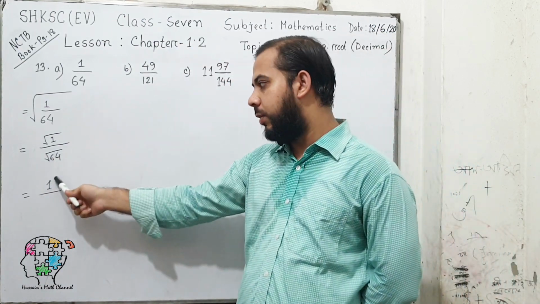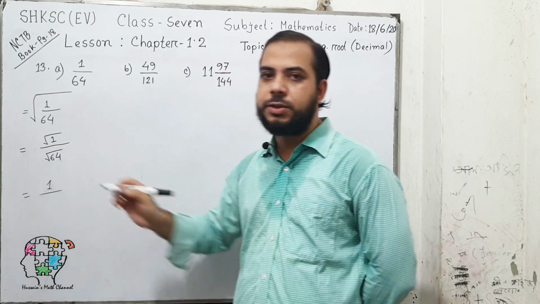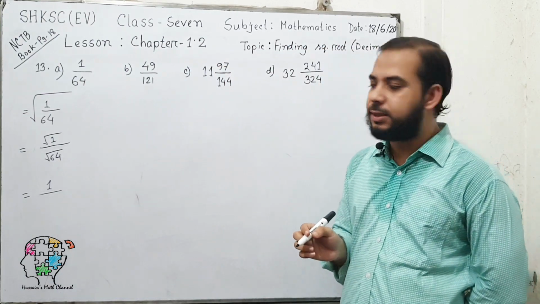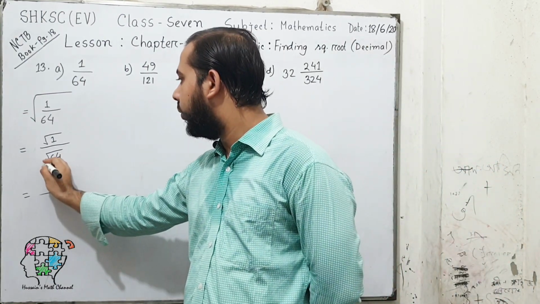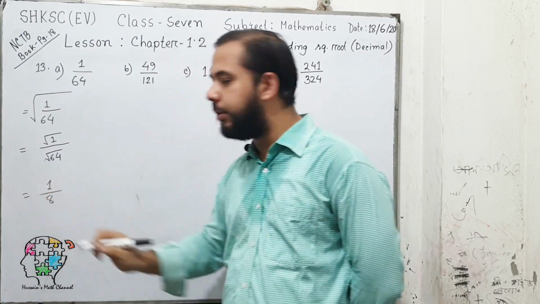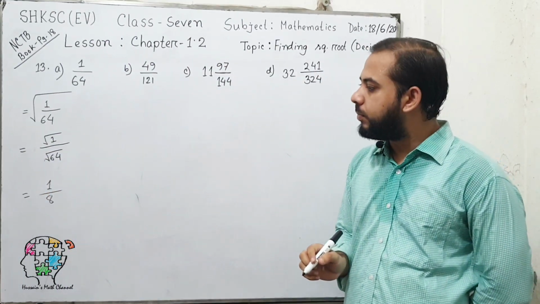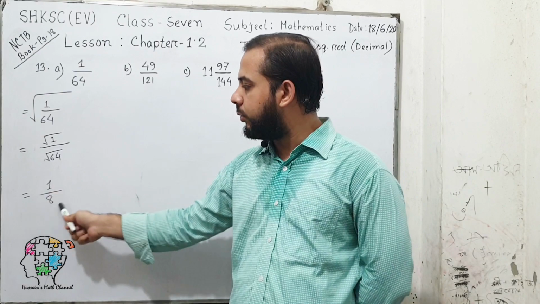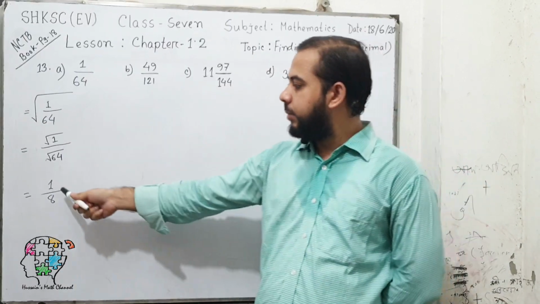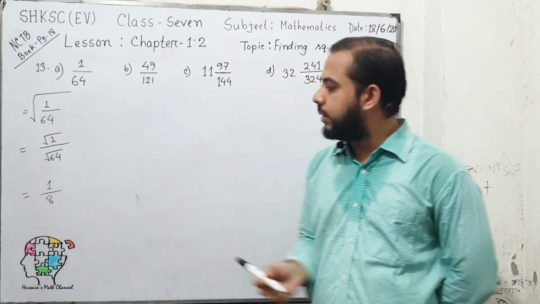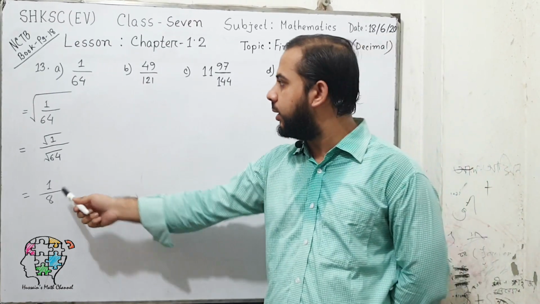the square root of 1 is also 1, and 64 is also a perfect square number. We know that 8 eights are 64, so the square root of 64 will be 8, so the answer will be 1 by 8. Now if the question asks you to determine the decimal, then you have to divide it as a decimal division, and then you have to find the answer.